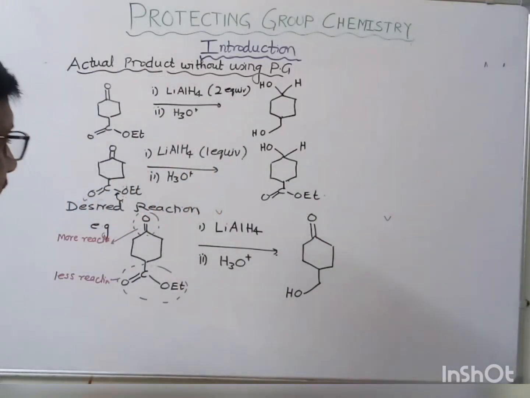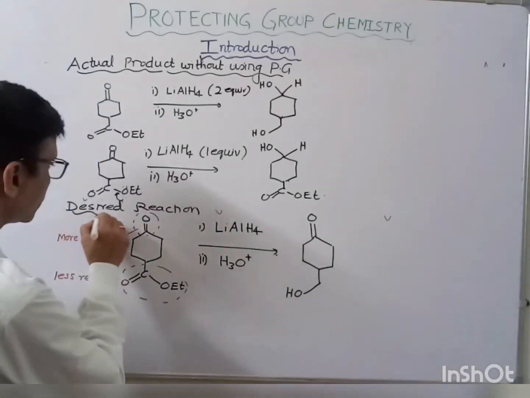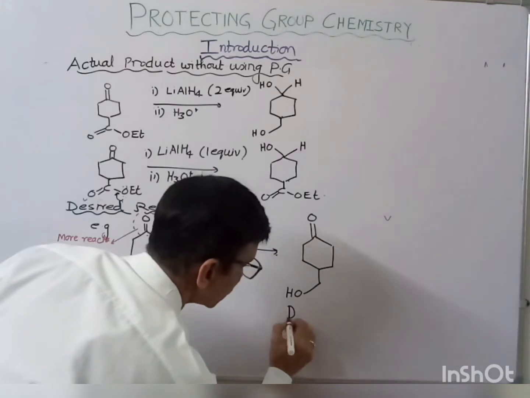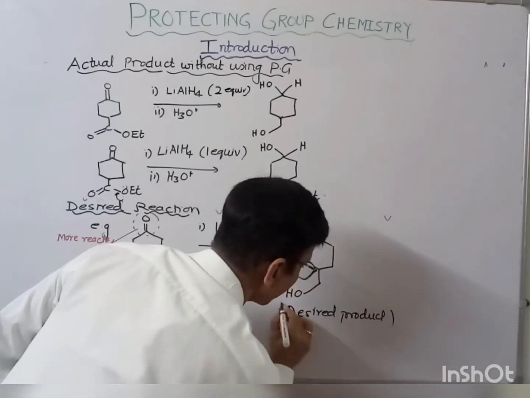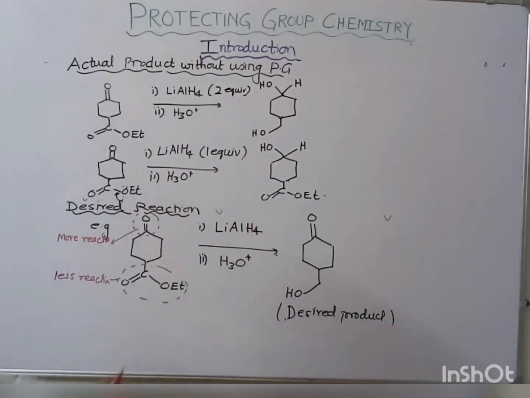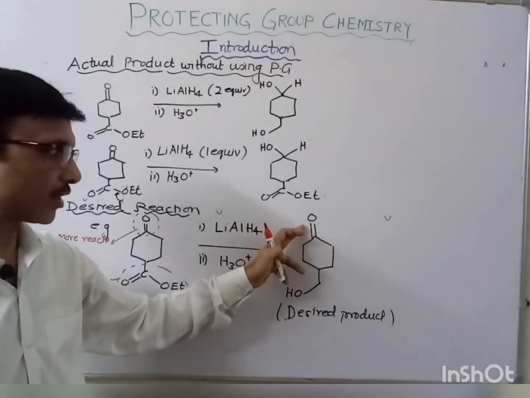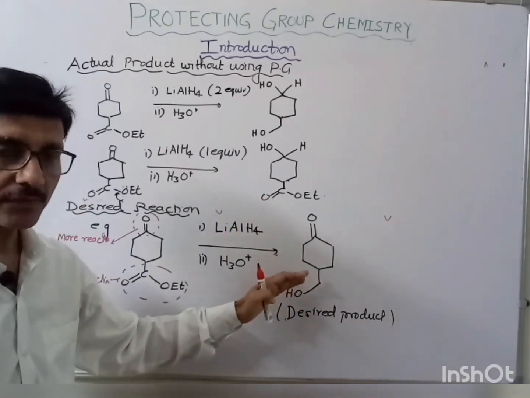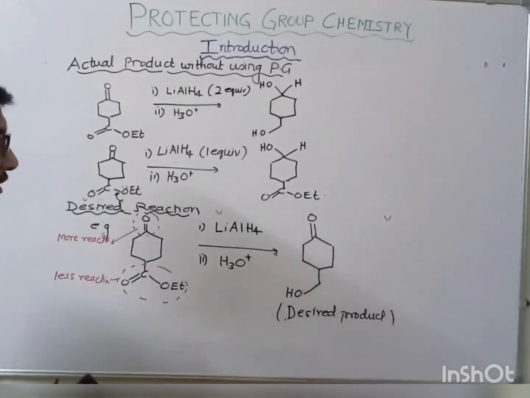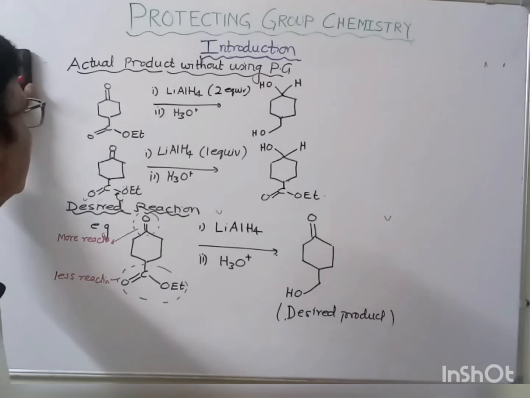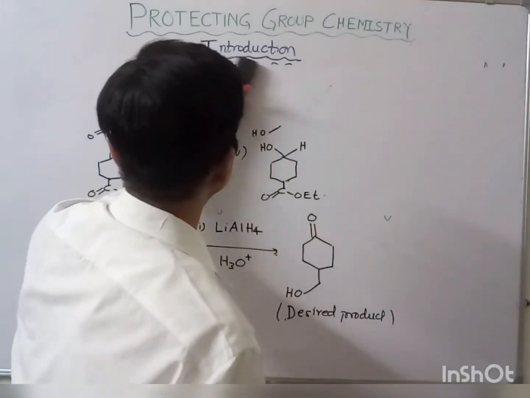So what is our desired product? This is our desired product. To get this desired product, we should protect this keto group first. After getting the expected product, we will deprotect it by using a suitable deprotecting agent. So let's see the desired product with protection by using a protecting agent.